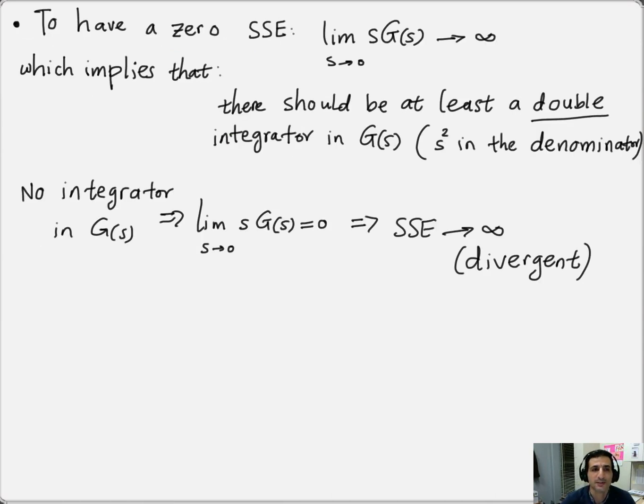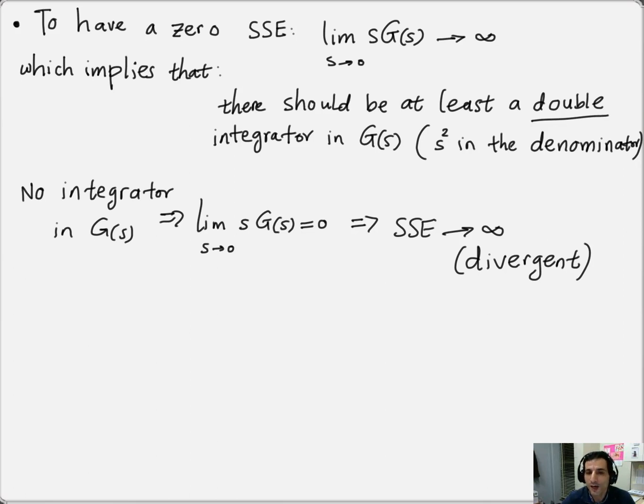This is explained in better terms here. To have a 0 steady state error, you must make sure that your velocity constant, the limit of sG of s when s goes to 0, tends to infinity, which implies that there should be at least a double integrator in G of s, meaning you must have at least s squared in the denominator. You can have s cubed, s to the power of 4, 5, etc. But you must make sure that you have s squared in the denominator.